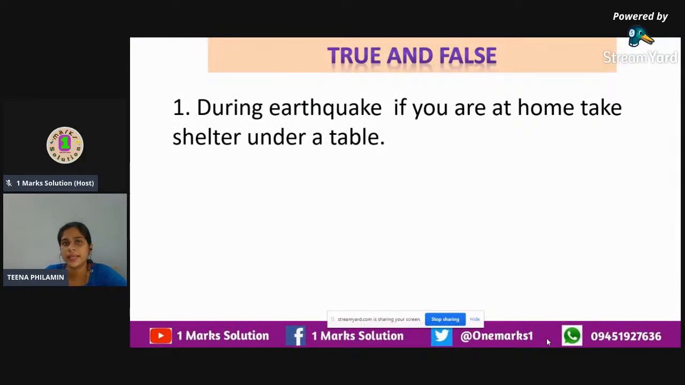So we are moving to the next section, true and false. The first question is: during an earthquake, if you are at home, take shelter under a table. Is it a true statement or a false statement? Yes, definitely it is a true statement. If you are at home, you should take shelter under a table, otherwise the falling objects will damage your head.